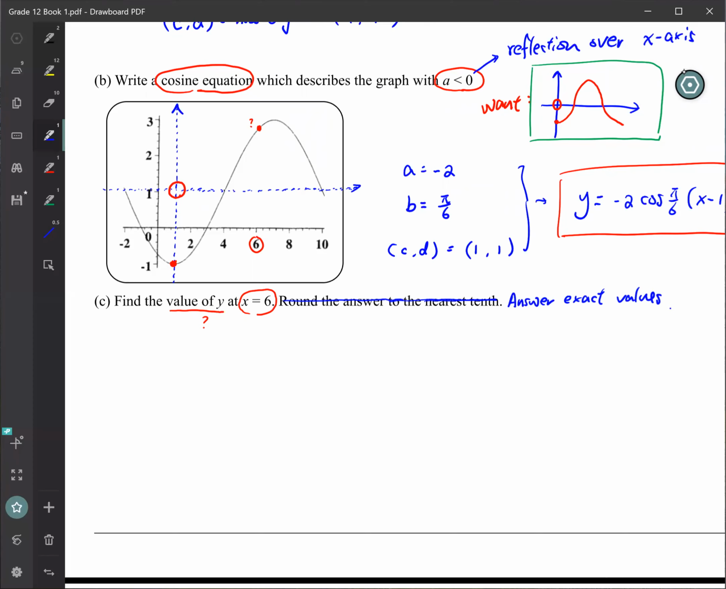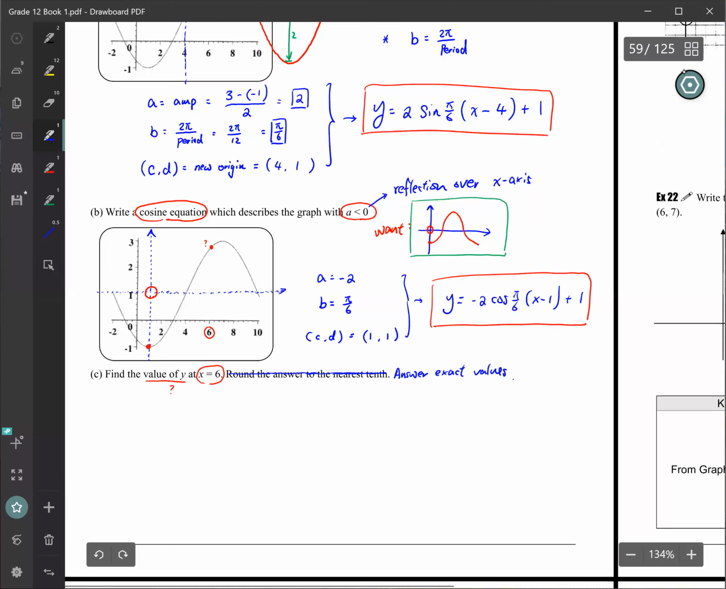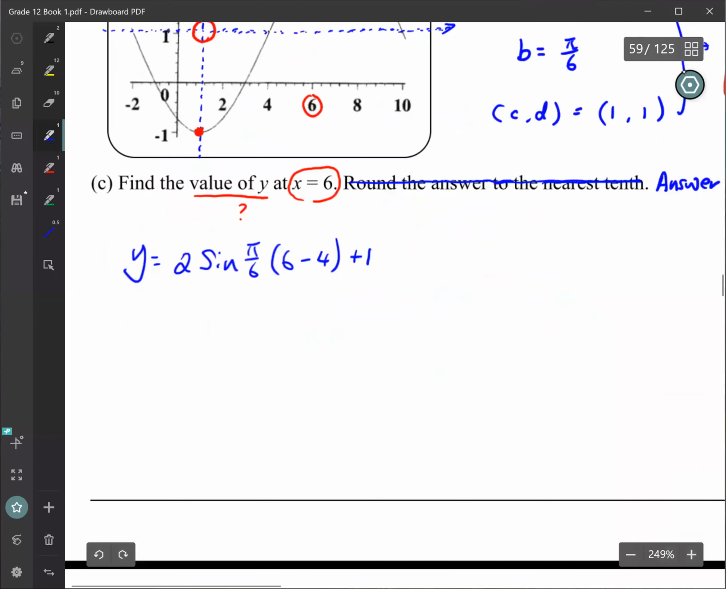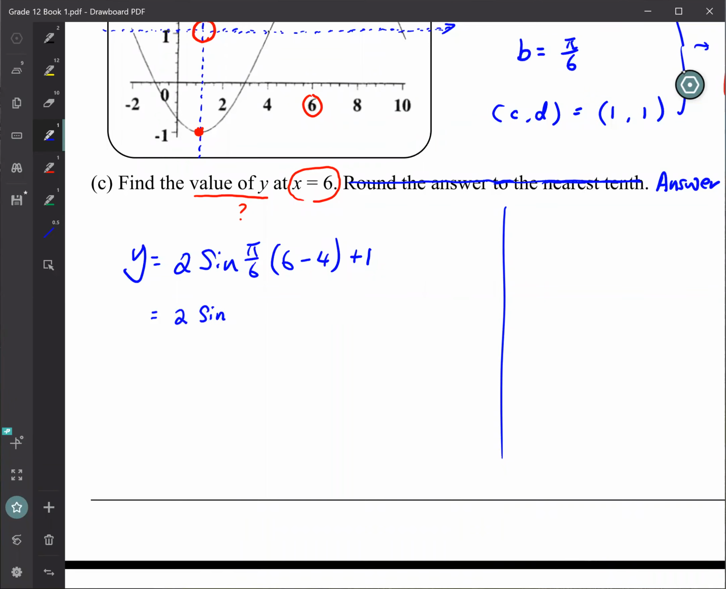So we're plugging in one by one. Let's try the first one, right? So we were subbing the 6, so 6 minus 4 plus 1, okay? So this is using the first equation, and then we're going to simplify this. Be 2 sine. Okay, how do we simplify after the sine? What does it become? Cindy?